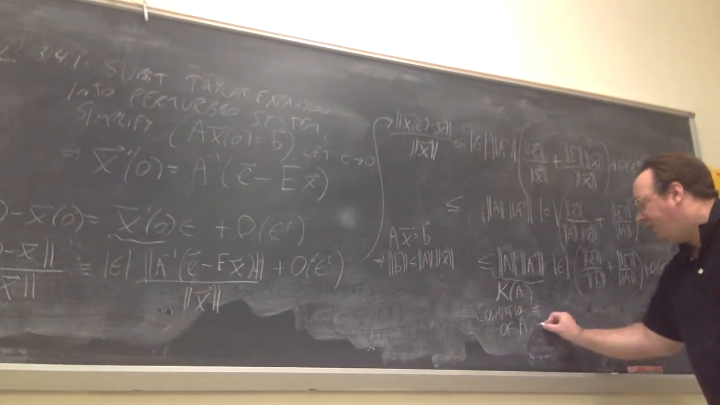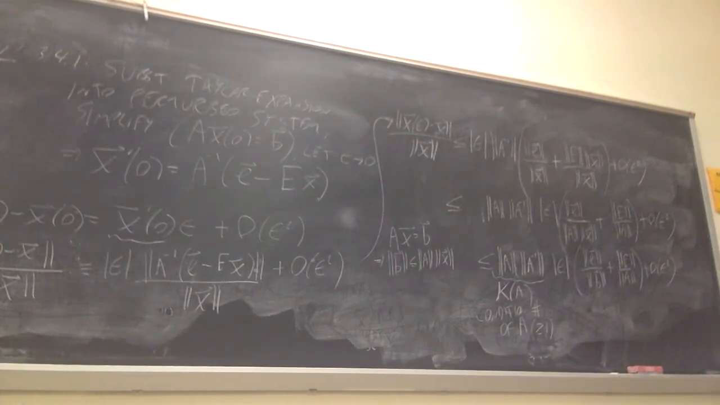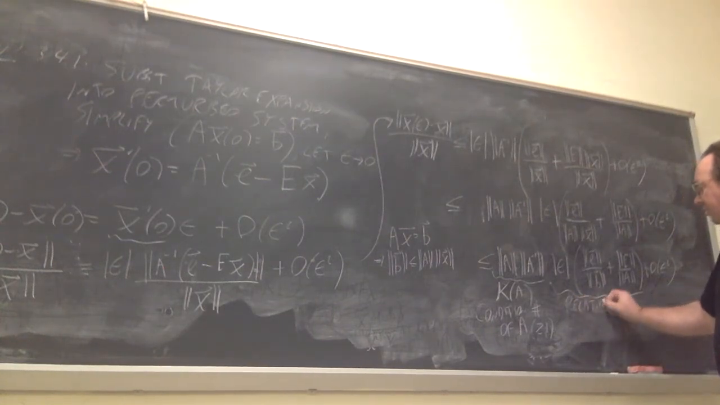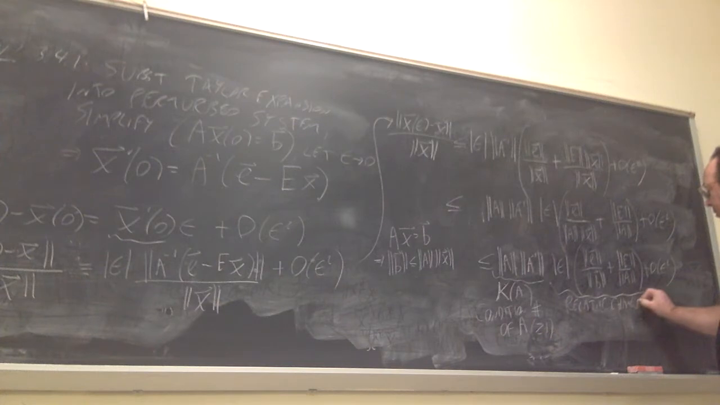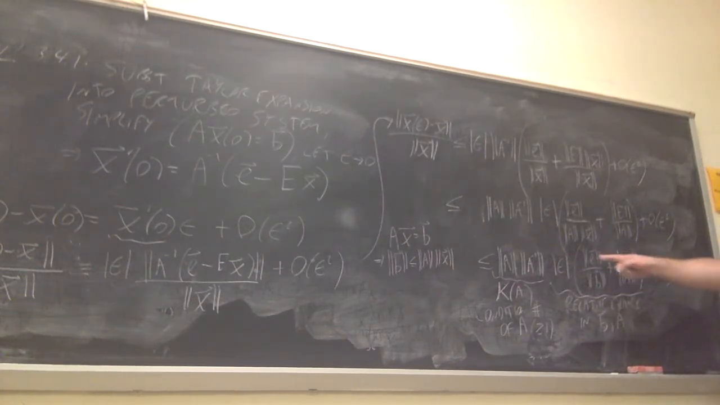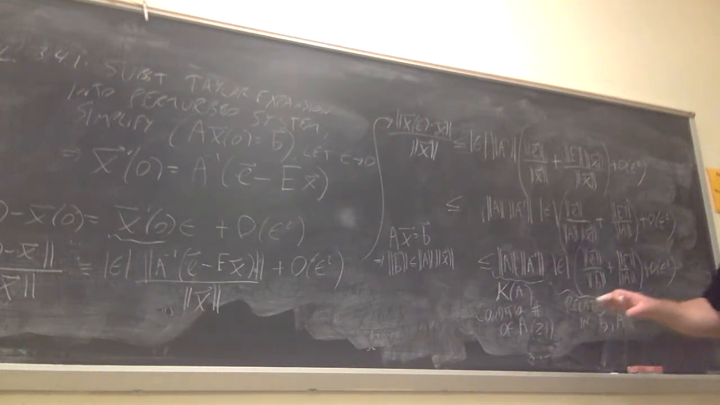Now, the condition number is greater than or equal to 1. So the larger it is, the worse it is, because this right here is a relative change in B and A. So this term times epsilon, that's a relative change in B. This here times epsilon is a relative change in A. So the relative change in the problem is multiplied by the condition number to give you an upper bound on the relative change in your solution.